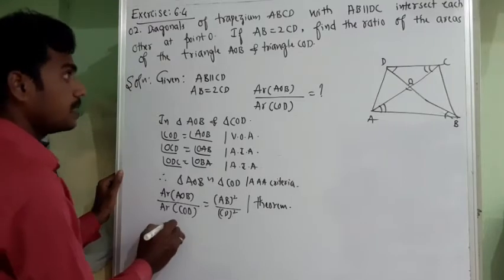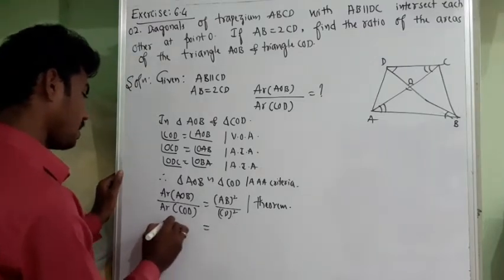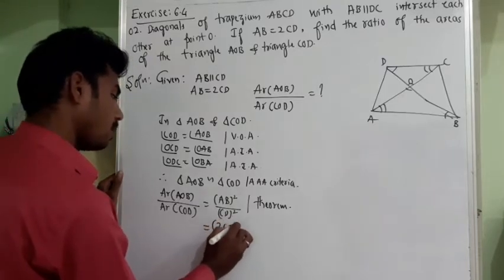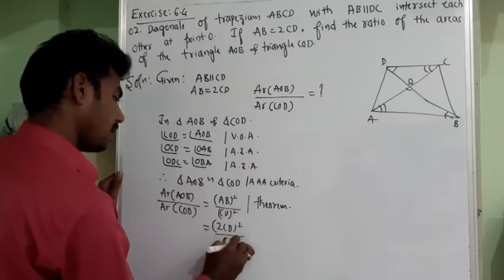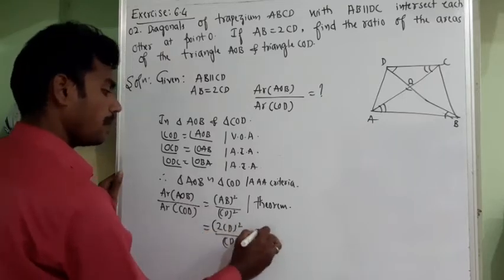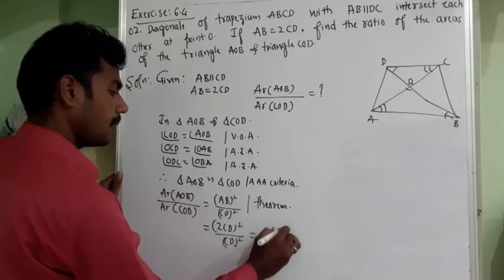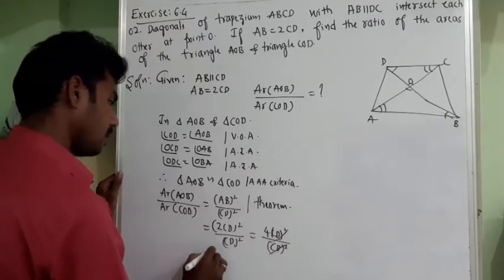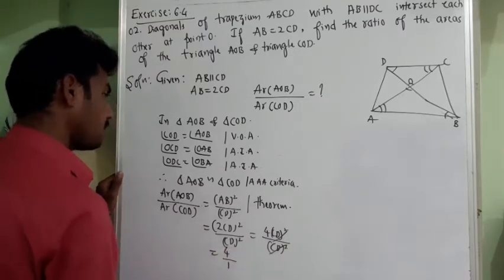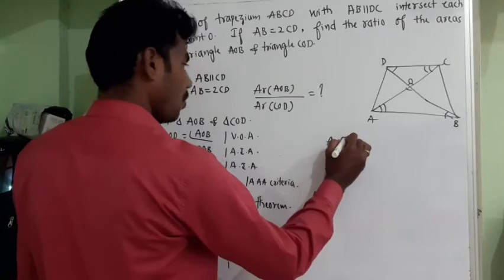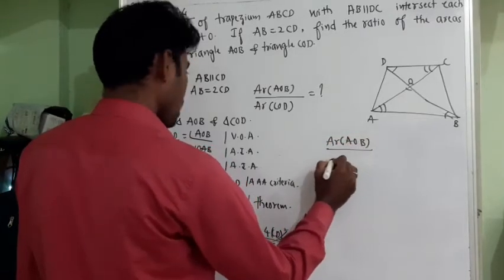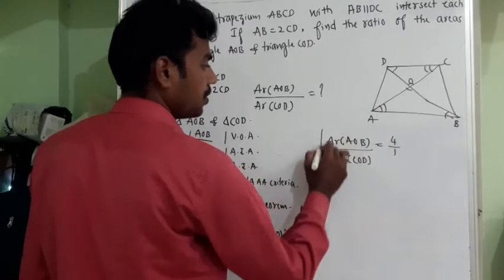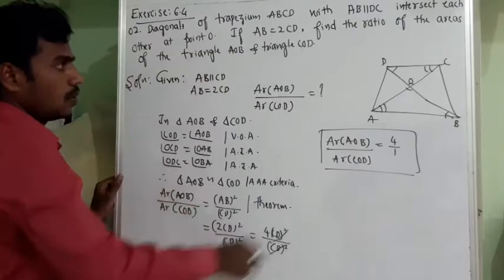So let it be as it is. What is AB? In case of AB, what can I write? 2CD whole square divided by CD square is equal to 2 square, which is nothing but 4. 4CD square divided by CD square. This will get cancelled. That is 4 by 1. So area of triangle AOB divided by area of triangle COD is equal to 4 by 1, or 4:1. This is the ratio. Please note this down.